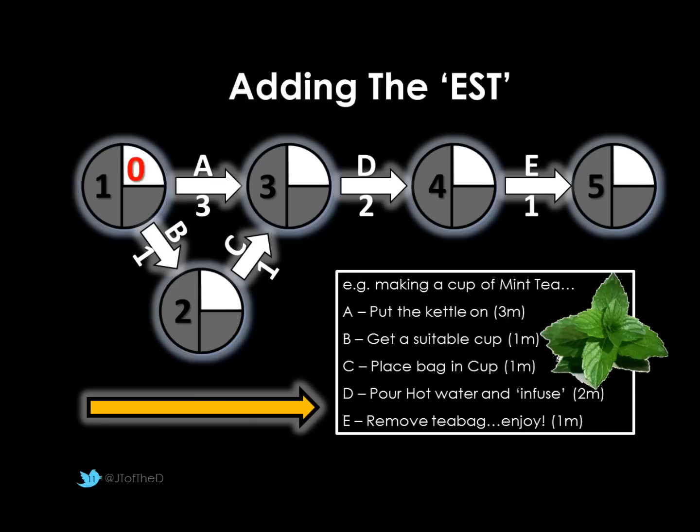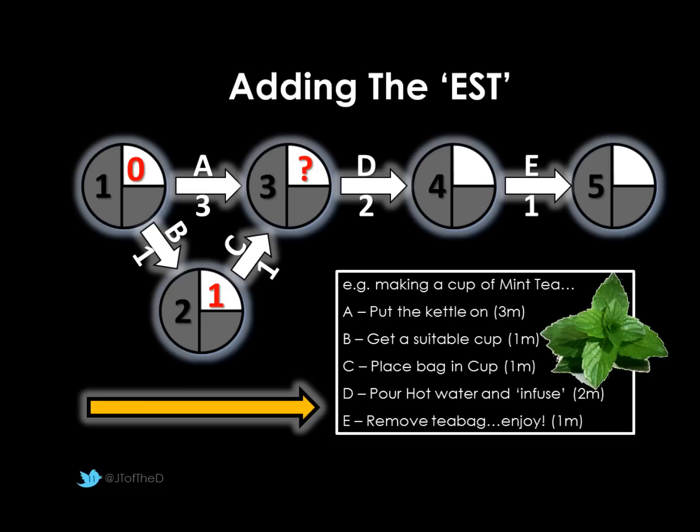So we start with node 1 always an earliest start time of 0. There's nothing happening before it, so we can start straight away. Now let's work out activity B first of all. So activity B takes 1 minute. So 0 plus 1 equals 1. Very straightforward. This means we can start activity C 1 minute after the start of the entire project.